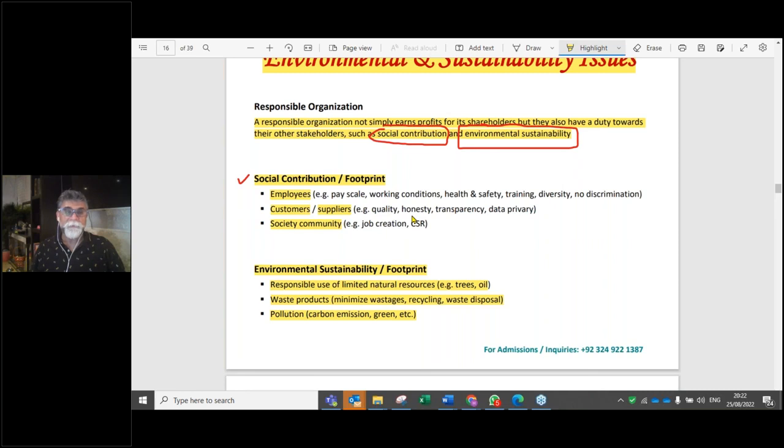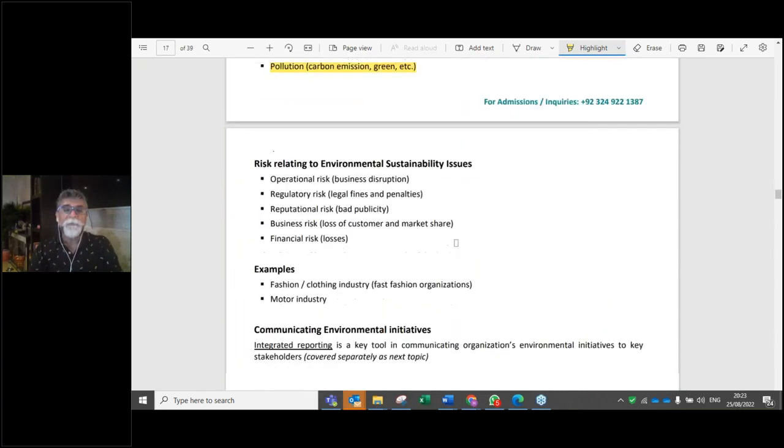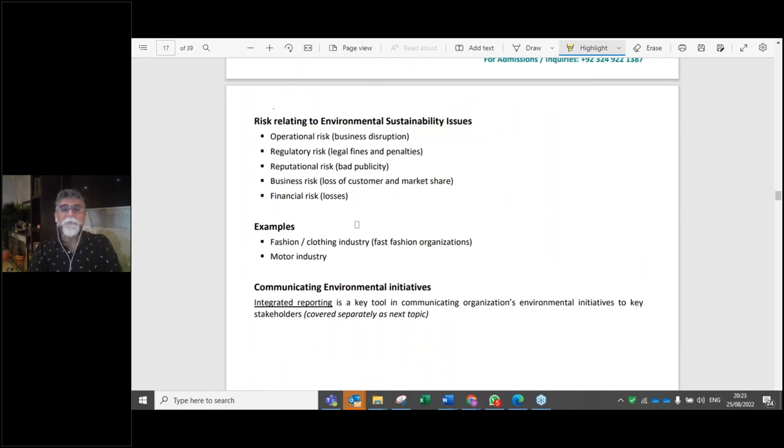Very nice. So this is a very important thing which might come in your exam. What will be the consequences, or what are the risks if you are not environmentally sustainable, if you are not following environmental sustainability? So please, this is the list I have made from the article.